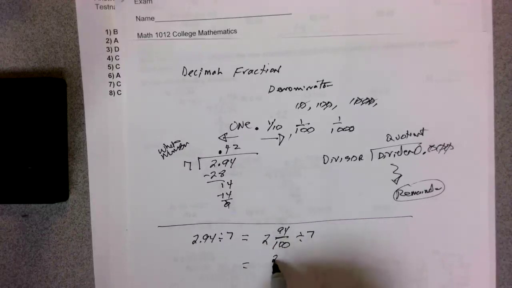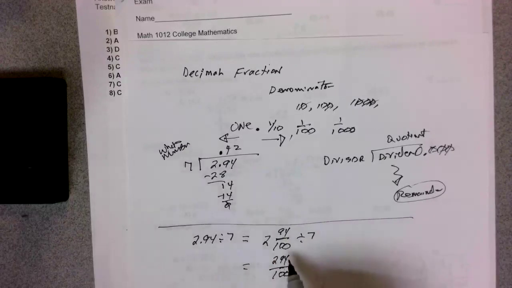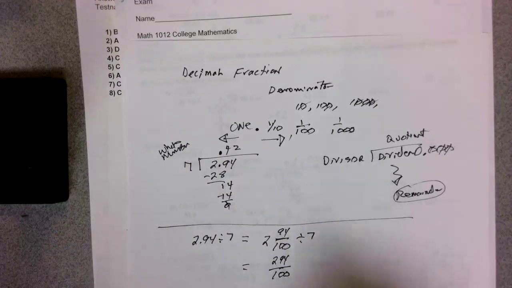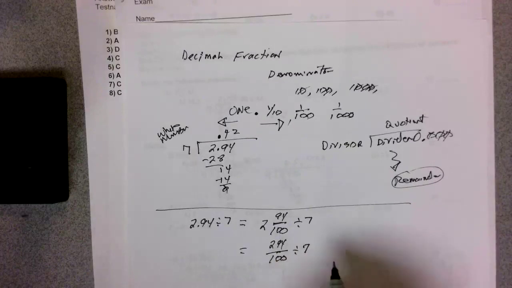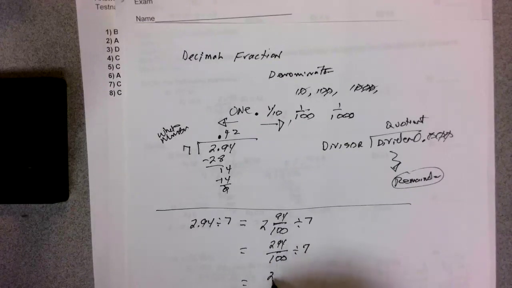I'm now going to do this. Remember that? I converted this now to what we would call an improper fraction. This was a mixed number. Now it's an improper fraction. Still, the denominator is a 7. Denominator is 100, I'm sorry. Dividing by 7. Do you remember this?